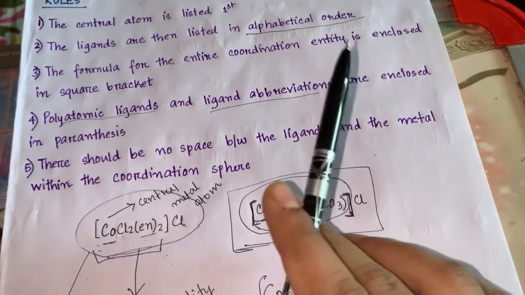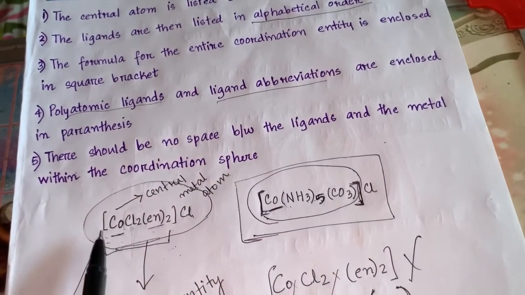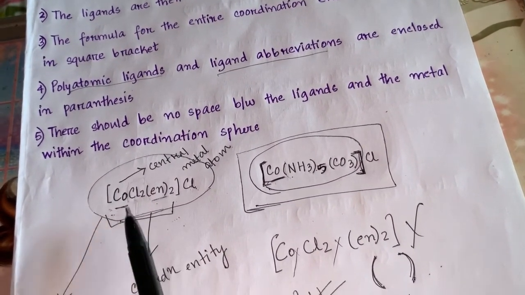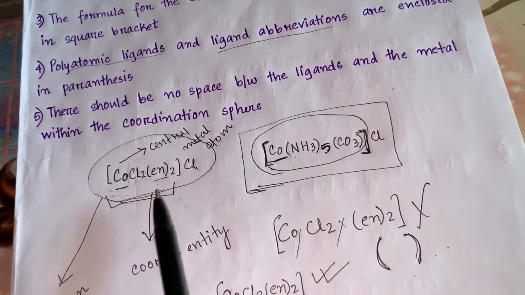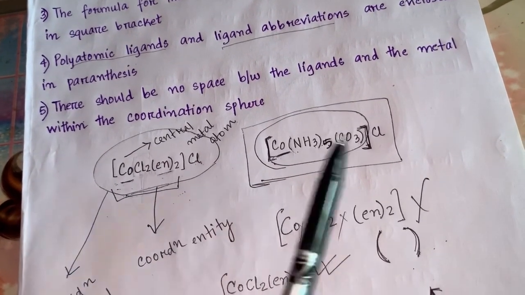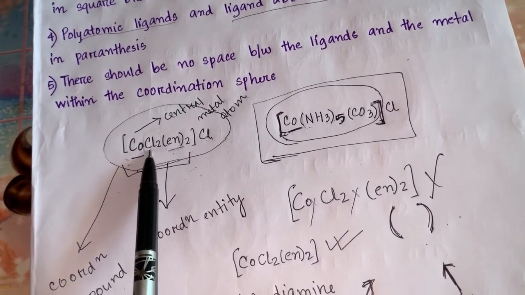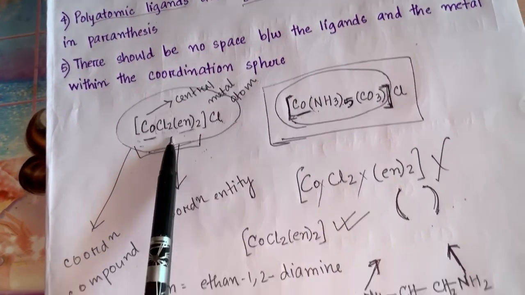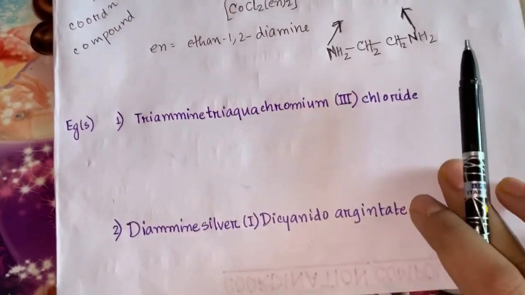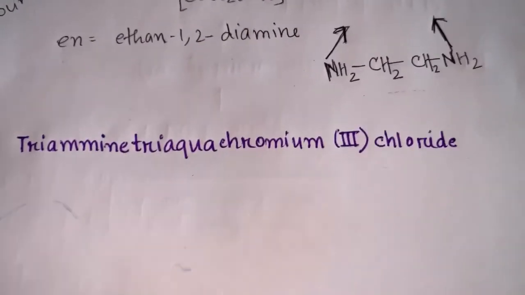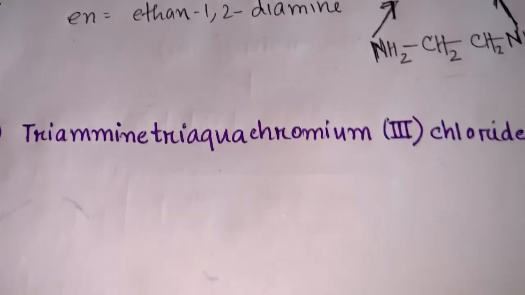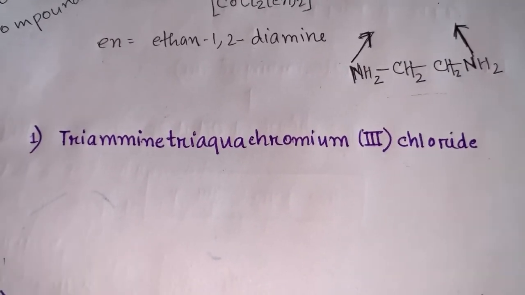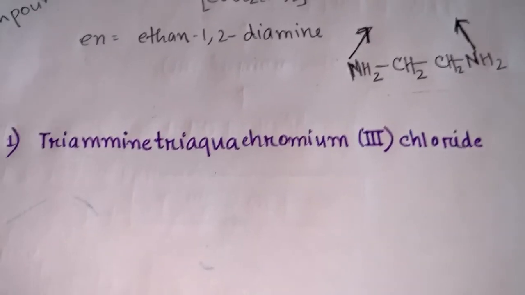Next, the formula for the entire coordination entity should be present within square brackets, and the polyatomic ligands or the ligand abbreviations should be present within small brackets. But when it is a simple kind of ligand, you don't have to put it within brackets. Okay, so now let's move into the examples. The first one I will do myself, and the next I hope you guys solve along with me.